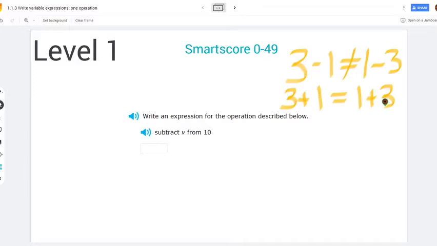So 3 plus 1 can be written as 1 plus 3. And that's also true when we're using variables, because variables are numbers that we just don't know, so we treat them like they're numbers. Anyway, subtract v from 10. If it ever helps, think of it as a number. If I'm going to subtract 3 from 10, you would start with 10 and then subtract the thing later. The same thing is with v. So there's your answer.